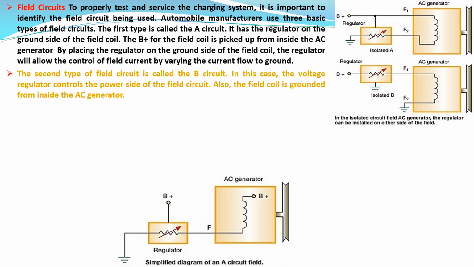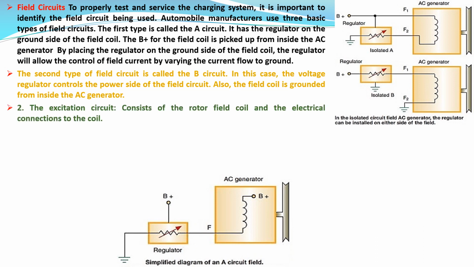The second type of field circuit is called the B circuit. In this case, the voltage regulator controls the power side of the field circuit. Also, the field coil is grounded from inside the AC generator.